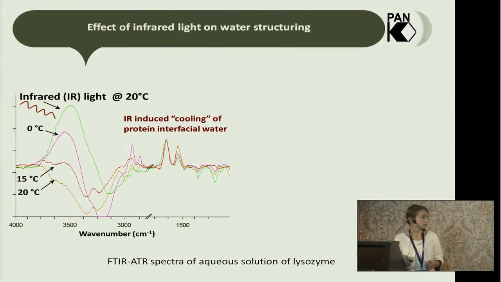So you can see here that the effect of infrared light, this is this upper trace, is comparable to the effect of lowering our protein solution temperature. T0 means simply protein stored in ice. So what happens when we lower the temperature? Of course, the water forms more hydrogen bonds, it gets more structured. And the same happens at about room temperature, but in response to the infrared light. So we call it infrared-induced cooling of protein interfacial water, because the structural effect is like cooling, and it's kind of interesting observation because we all know that infrared light is a source of heat by itself.